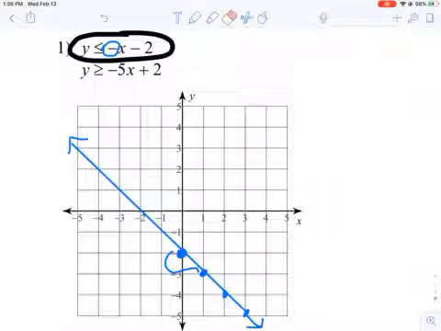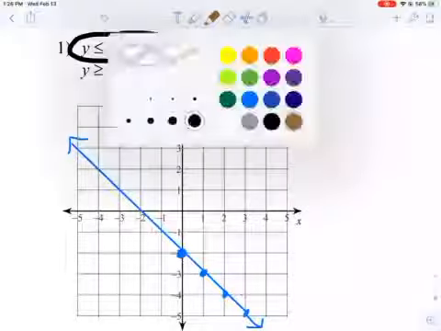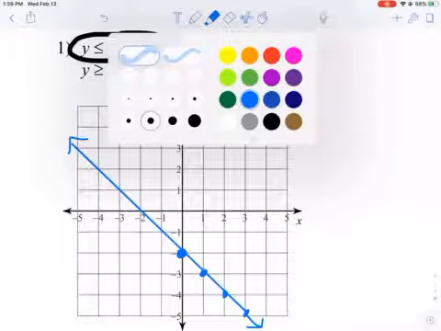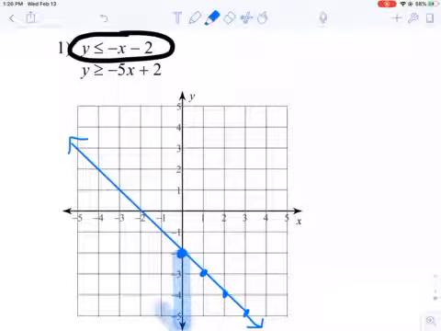And now I'm going to graph my inequality. Now it's telling me that y is less than negative x minus 2. So what I'm going to do is look for my y values that are less than negative 2. If you'll notice, they're all below here. So I'm going to color everything down here beneath my line.